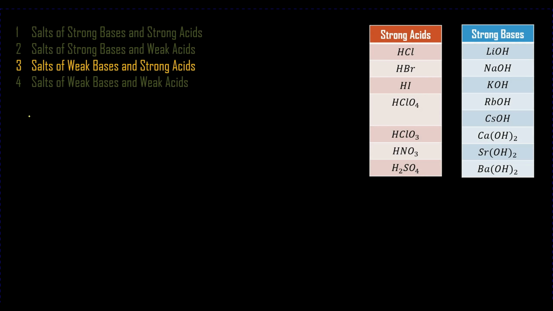This is an illustration on how to solve for the pH of a salt of weak base and strong acid. Let us first discuss a particular type of chemical reaction, which is the neutralization reaction, also called acid-base reaction. For acid-base reactions, the reactants are acids and bases. The products are salts and sometimes water.